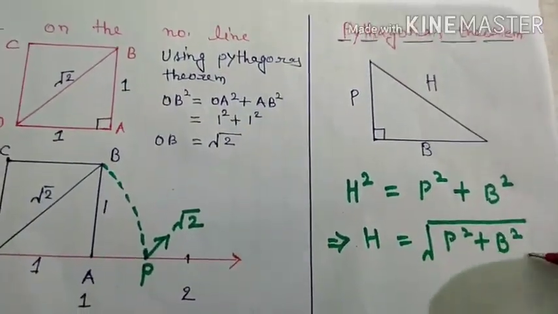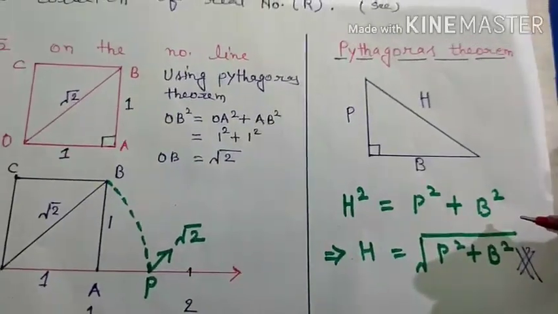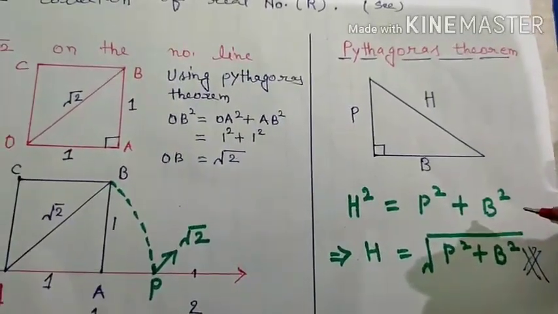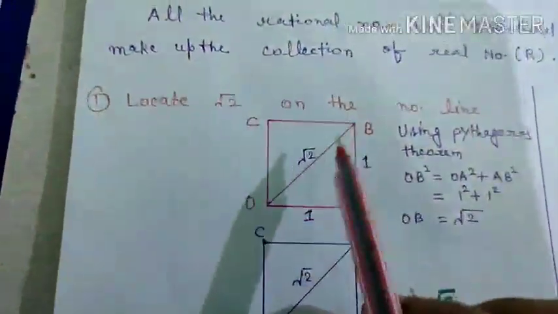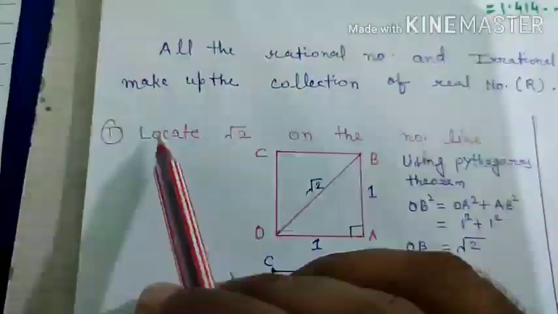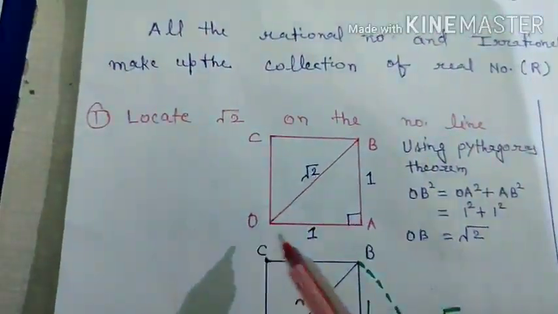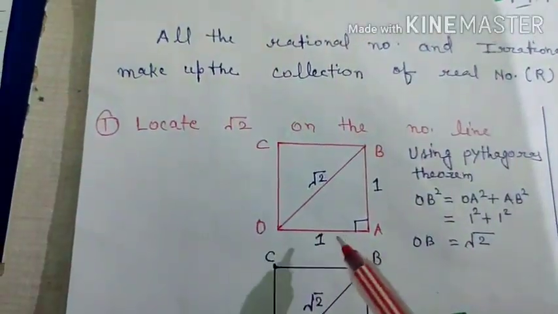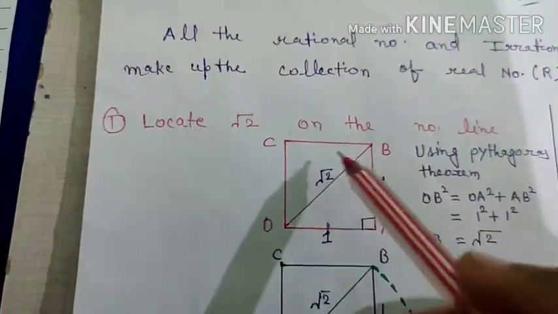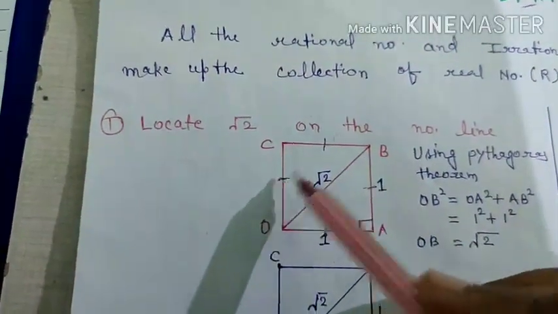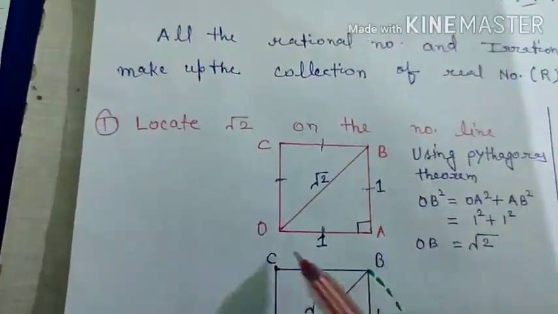Now we are going to apply this rule to get the irrational number. Now see this one. Locate root 2 on the number line. How can we do it? First of all, I have made a square of size 1 inch. All the sides are 1 inch. OABC, this is the square.